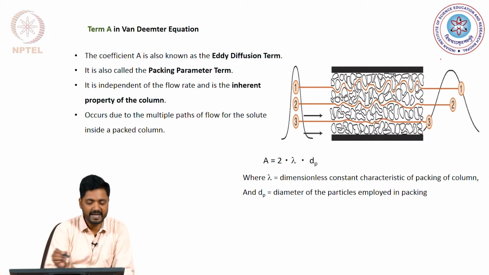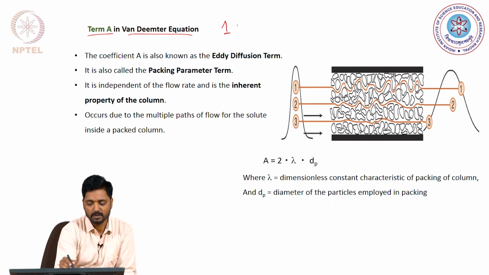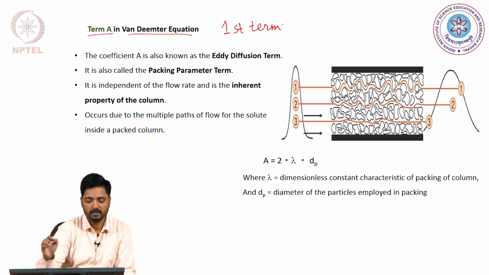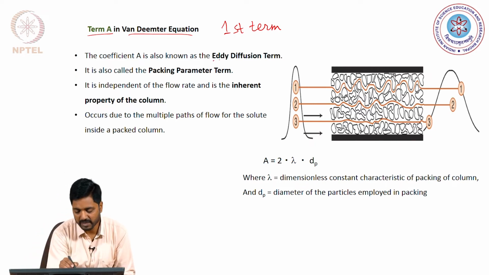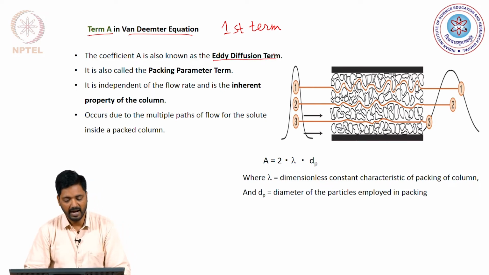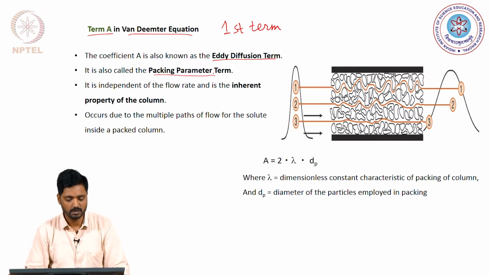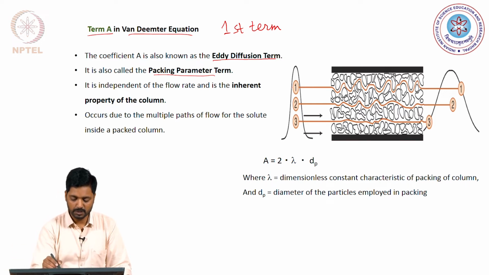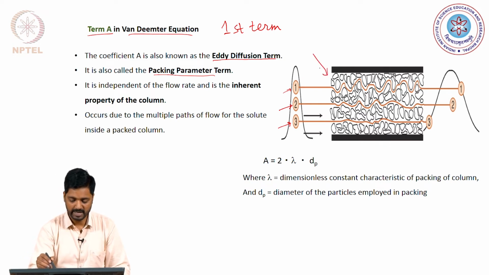Now, coming to the A term of the Van Deemter equation, which is the first term, this coefficient is also known as the eddy diffusion term, and it is also called the packing parameter term, and we will understand why. First of all, let us try to understand what is the origin of this term. Consider three molecules of our solute which are injected into the chromatographic column, which is what is known as a packed column.